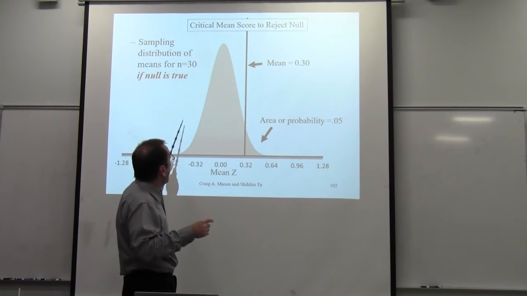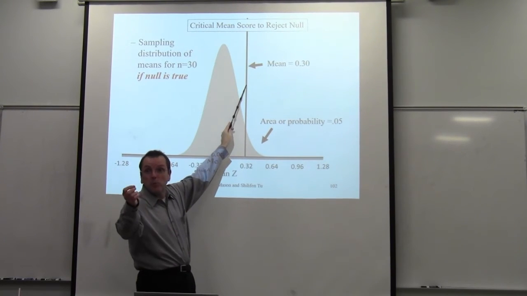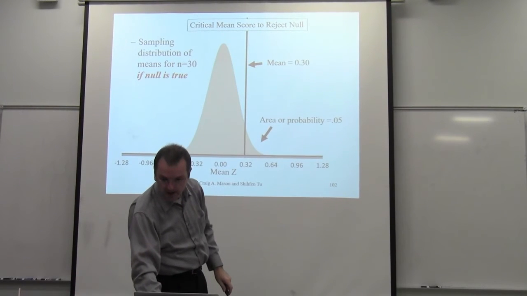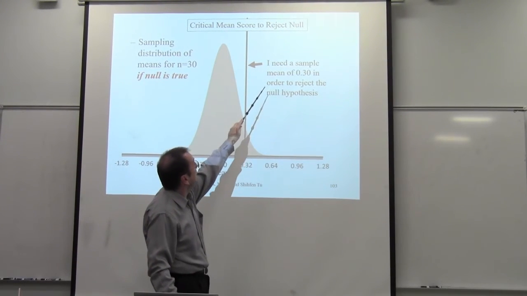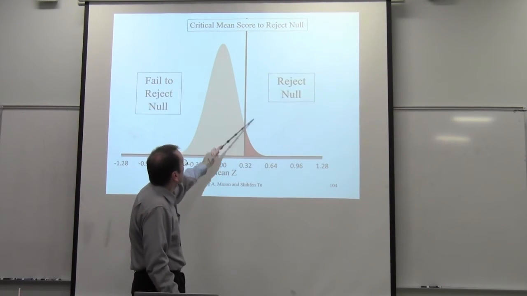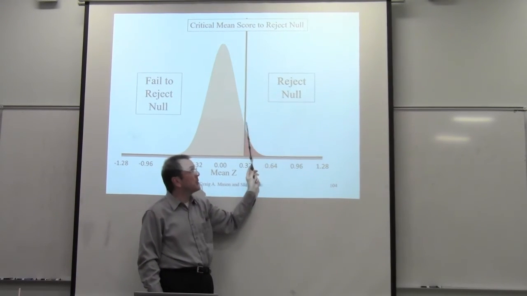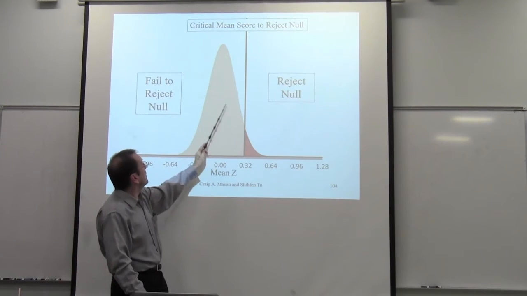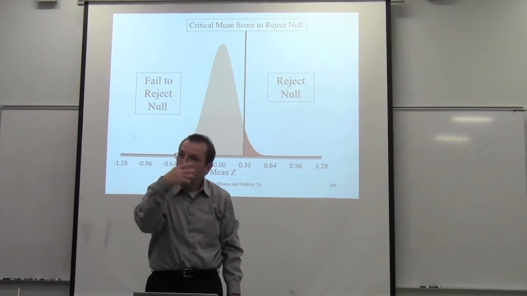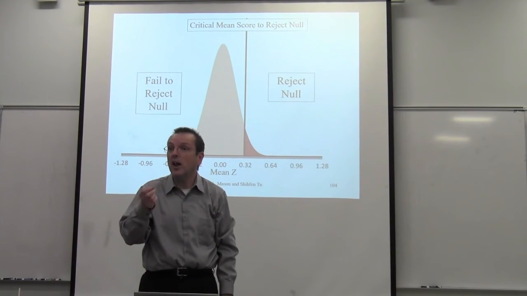Not a good sign. Anyway, this critical score is what we need from our average to reject the null. I need a sample average of 0.3 or more in order to reject the null hypothesis. And we can visualize it here. Our region of rejection: we're rejecting the null above 0.3, and we fail to reject the null if we get below 0.3. So that's the first part of the power analysis. What's it going to take to reject the null hypothesis?